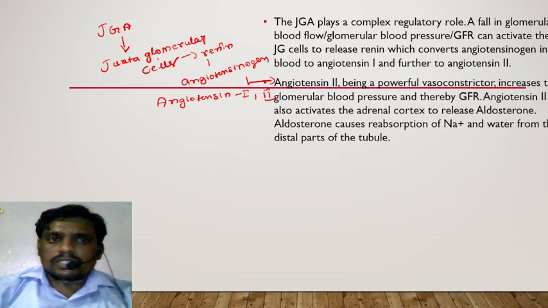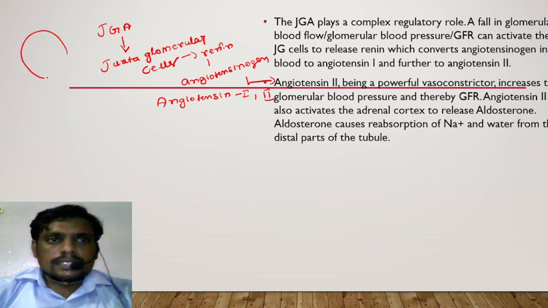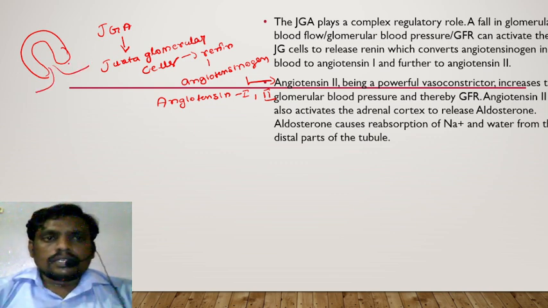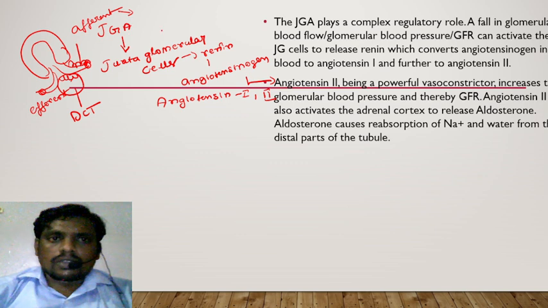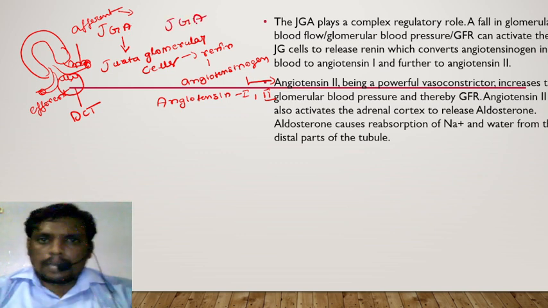Now, how is this juxtaglomerular apparatus formed? Let us take the structure of Bowman's capsule. Okay, you can see here cells of efferent arteriole, modified cells in efferent arterioles, modified cells in macula densa. Cells that are modified in the macula densa of the distal convoluted tubule form a complex structure called the juxtaglomerular apparatus.